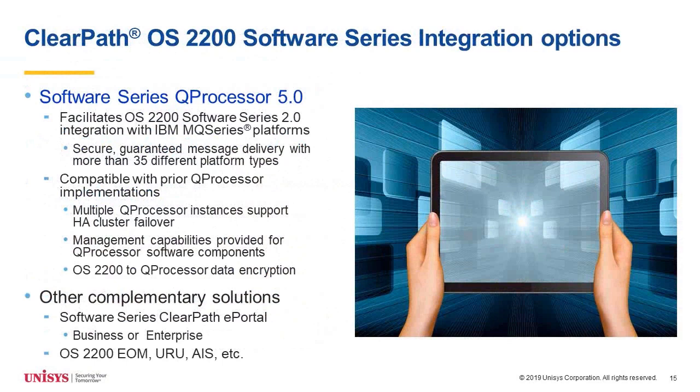And really, with the Q Processor, it becomes part of our overall software series strategy, again including such tools as the ePortal, Enterprise and Business, which is now also available in a software series, and other OS 2200 tools like EOM and AIS, for example.